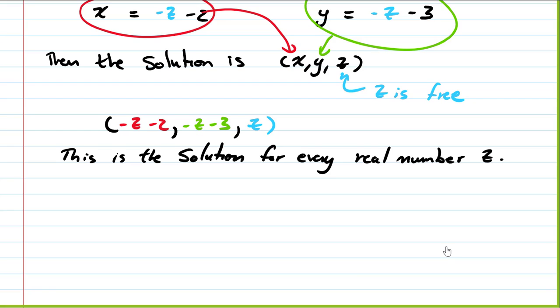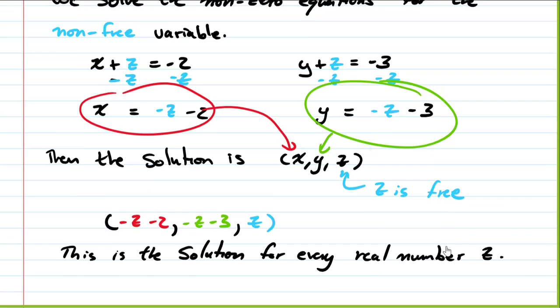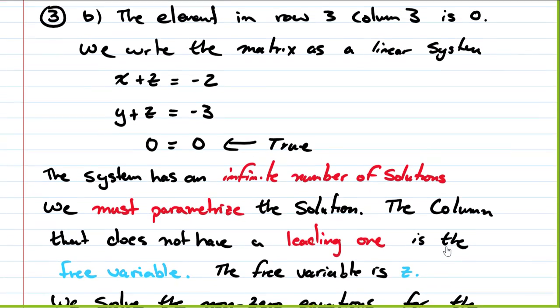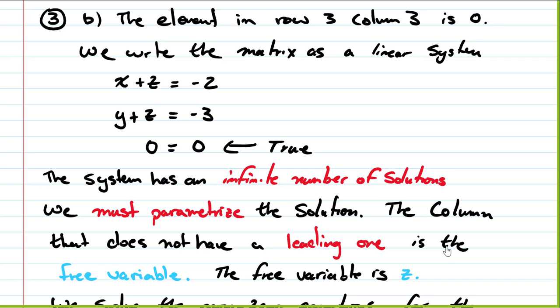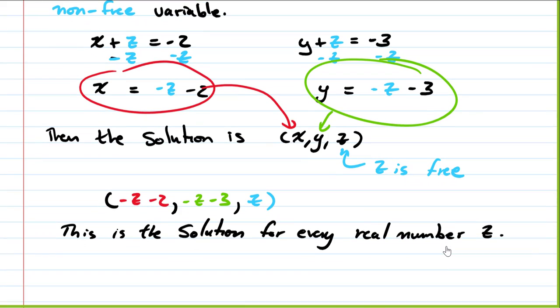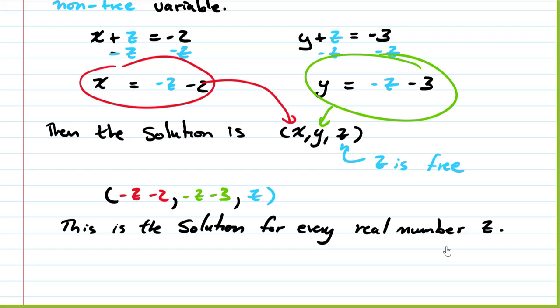So when we have an equation that's true, we get all real numbers as possible solutions, but we have to quantify that by solving our system for the non-free variables and then substituting them into the ordered triple, and that gives us what our solutions would have to look like.